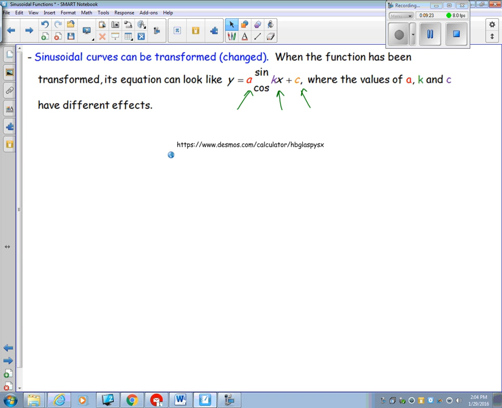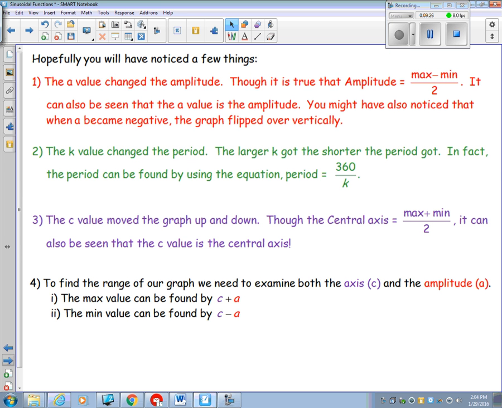In case you missed some of those things, here's a little list for you. Things you should notice. Read it over, see if it makes sense, and then we'll try some examples. The one thing I want to point out is number 4 down here, the idea of range. To find a max value, we have a little formula. C plus a will give us our maximum, our center axis and our amplitude put together. So start at the average and add your amplitude, you'll get your max. Or to get the min, you start at the central axis and subtract your amplitude and you get your min. We'll look at some examples of this in a second, but this is the key to the lesson today. So make sure you read those over and process that a little bit.